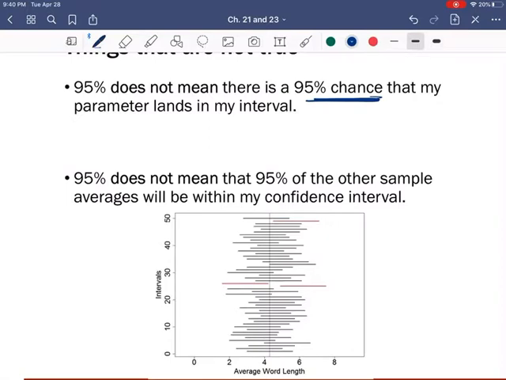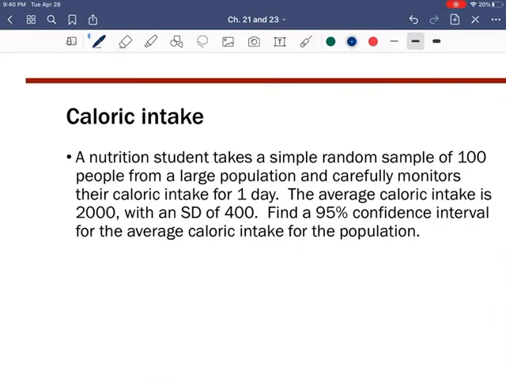95% does not mean chance. If you see the word chance, if there's like a true-false question and it says 95% chance for an interval, you know it's wrong. Because again, it's not talking about the chance that it's in that interval. It's just saying you're 95% confident that it actually is in that interval.